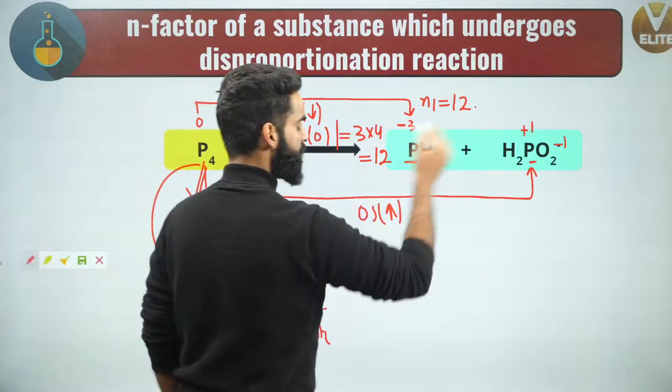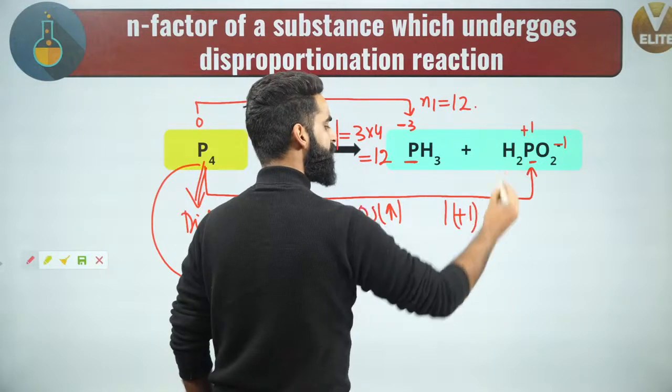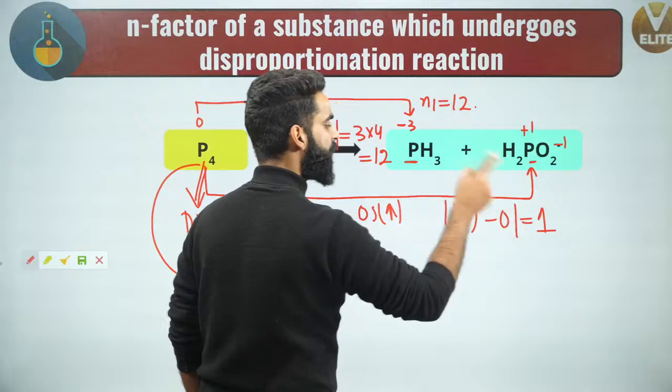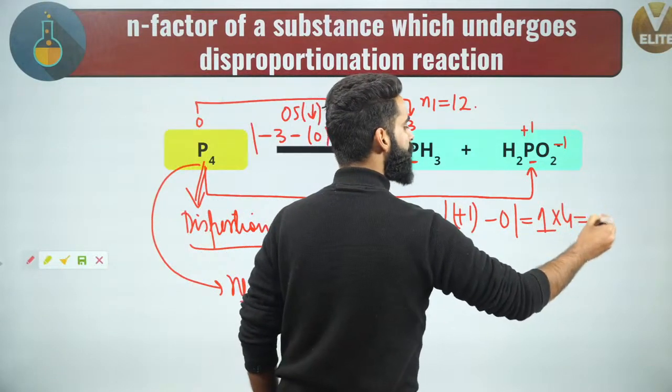From 0 to +1. Change is final oxygen state minus initial oxygen state. The value you are getting is 1. That 1 is the change in the oxygen state for 1 atom of phosphorus, but I have 4, so I'm multiplying by 4. So the N2 value I got is 4.